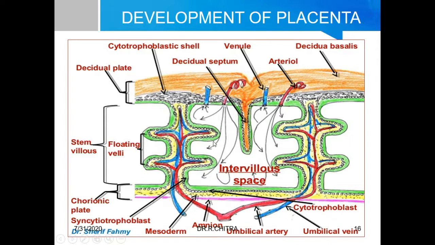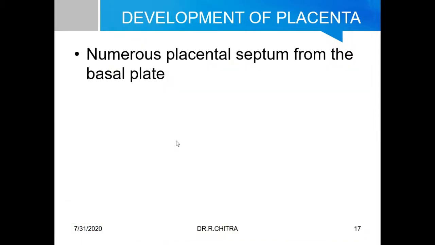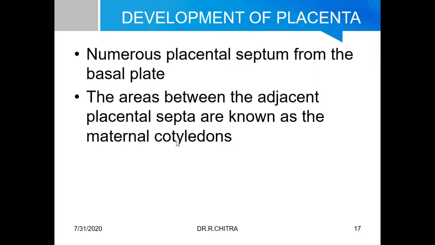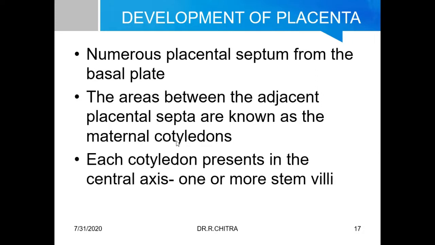When we talk about maternal cotyledons, there are also fetal cotyledons. A major stem villus and the vessels derived from it will be called fetal cotyledons. So you should know the two terms, maternal cotyledons and fetal cotyledons. Numerous placental septa extend from the basal plate. The areas between the adjacent placental septa are known as the maternal cotyledons. So in each cotyledon there are one or more stem villi.